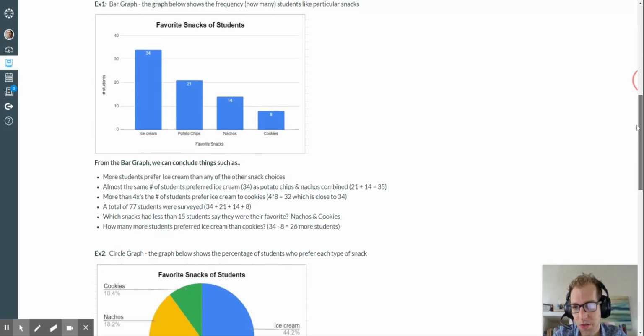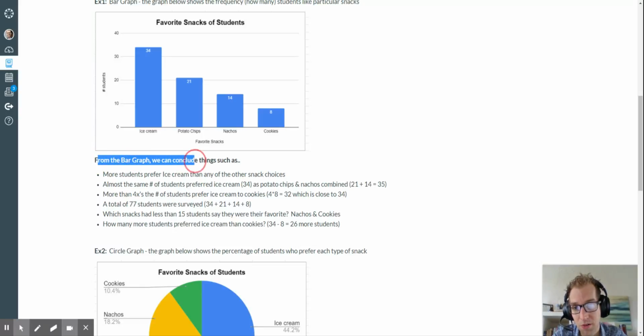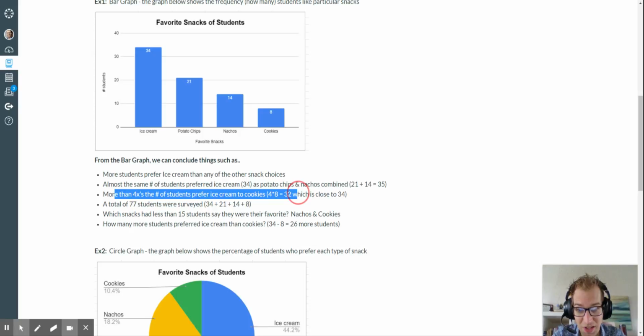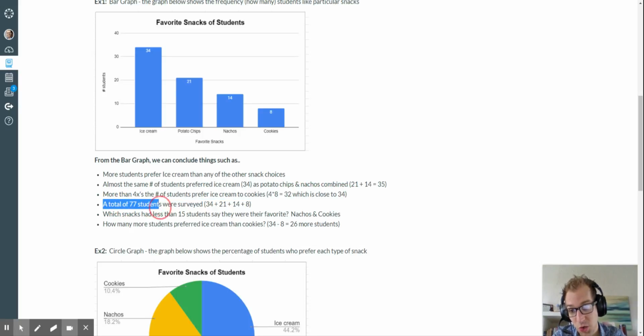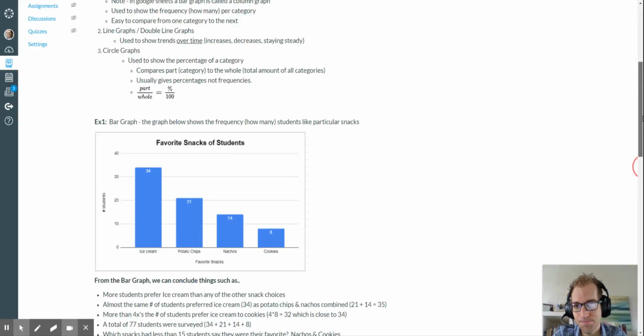Really quick on that, jumping down here. From the bar graph, we can conclude things such as, once again, more students prefer ice cream than any other snack choice. You can start to compare how many times more one is liked than the other. You could also figure out how many total students were surveyed. Notice you add up all the bars, you get a total of 77 students, for example. There are several things you could conclude given that visual display. All right, that was our first type.